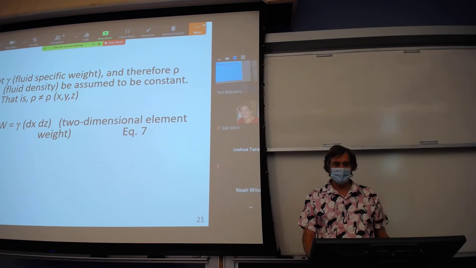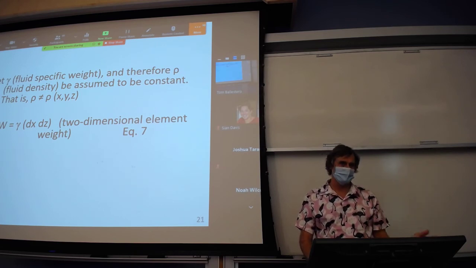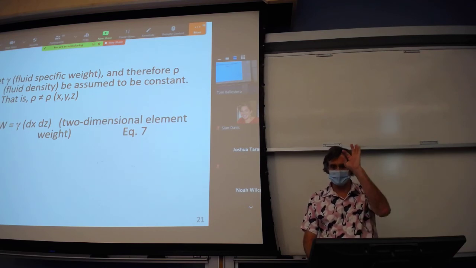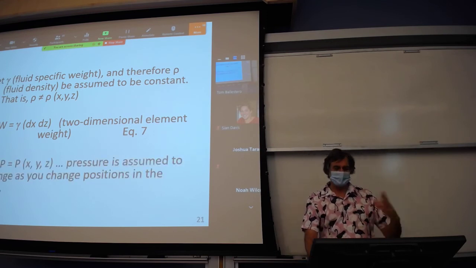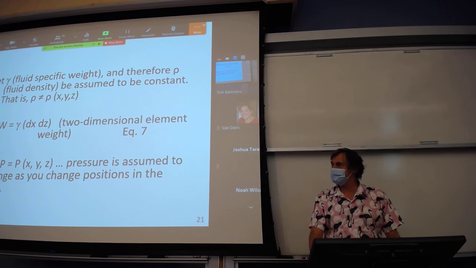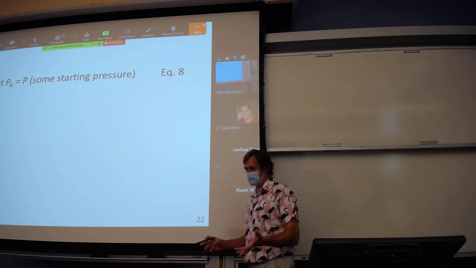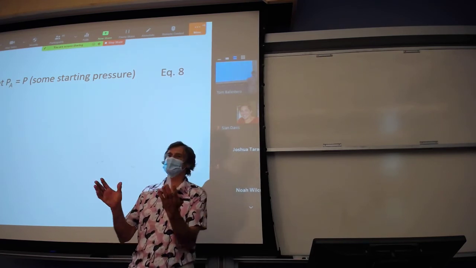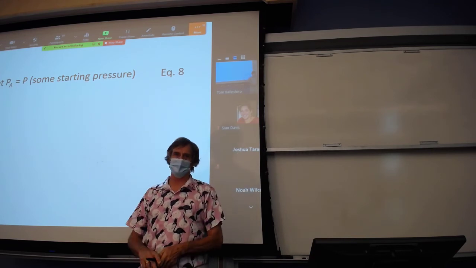The weight we already talked about. The weight's going to be equal to the specific weight of the fluid times the volume of the fluid. In 2 dimensions, that volume is dx dz. Notice I'm also putting an equation number after each of the equations. So we assumed that pressure was a function of distance. And instead of using PA, PB, PD, PC, I just want to say, let's say that instead of PA, it's just some pressure P.